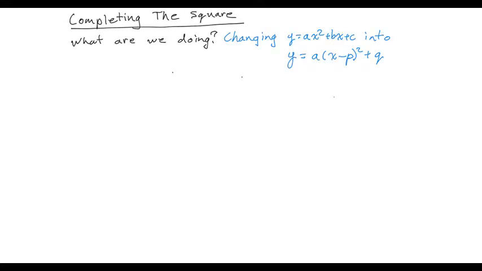Today's lesson is all about completing the square. Now, what are we really doing? We're basically changing y equals ax squared plus bx plus c, which you know normally as a quadratic, into another form of a quadratic. Now we're going to give these two things names.